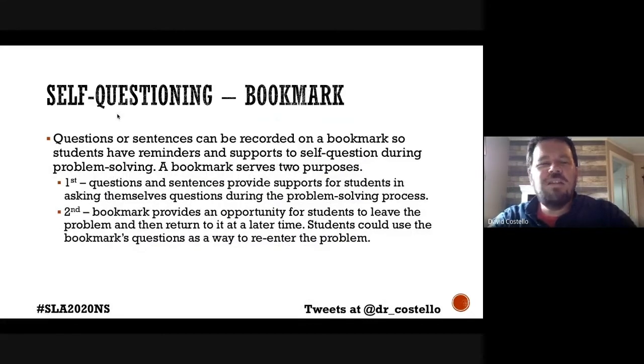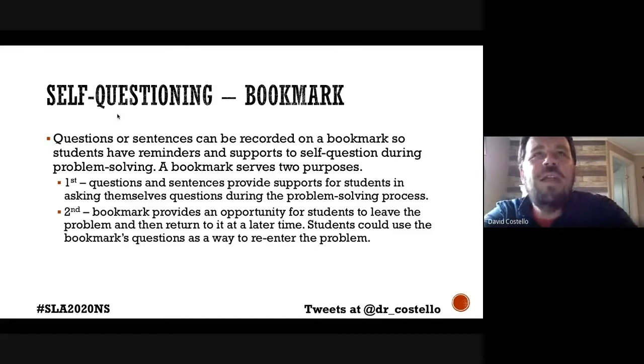And my class called this the problem-solving bookmark. And it serves two purposes. Questions and sentences provide supports for students in asking themselves questions during the problem solving, and it provides the students an opportunity to leave the problem and then to return to it at a later time. Students can use the bookmark questions as a way to re-enter the problem.